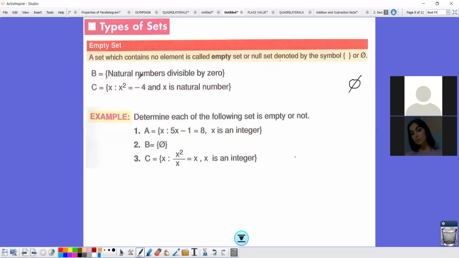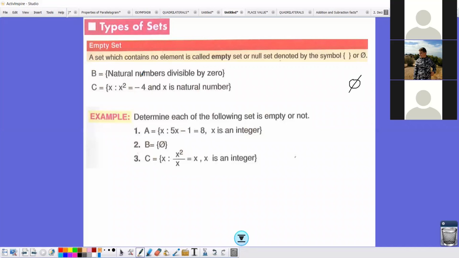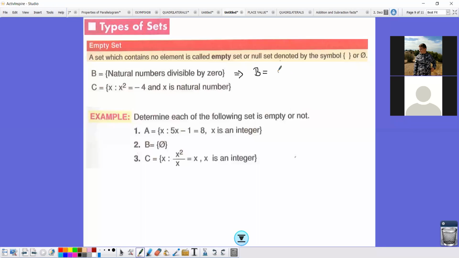For example, here it's given in set builder form. It says B is natural numbers divisible by 0. Do we have any natural number that we can divide by 0, or any number that we can divide by 0? Is there any number like that? It's undefined. So there is no number that is divisible by 0. Because of that, B is an empty set. There is no element for B.